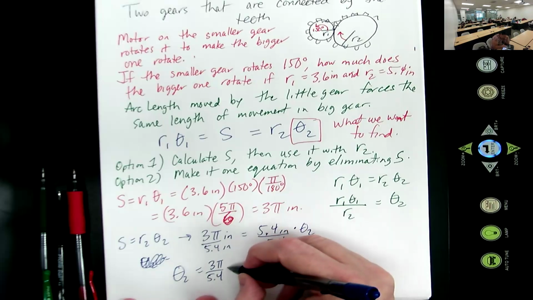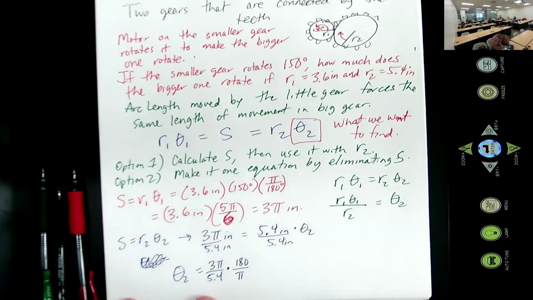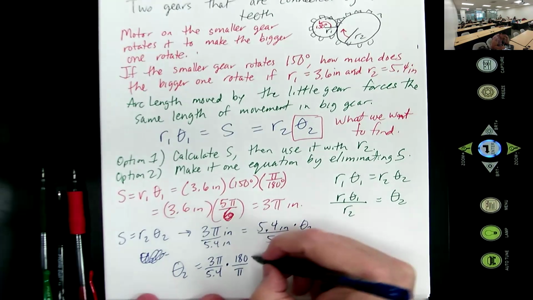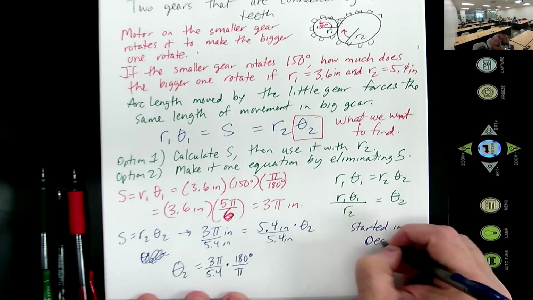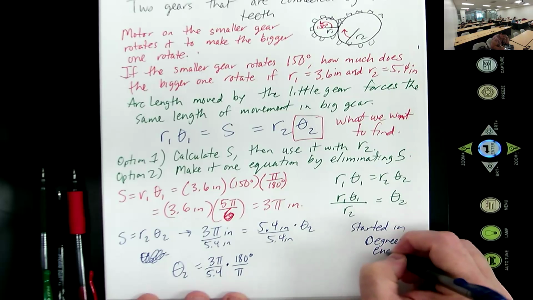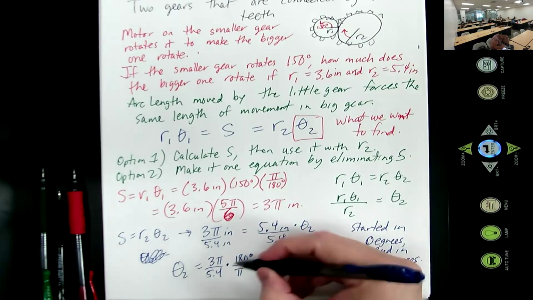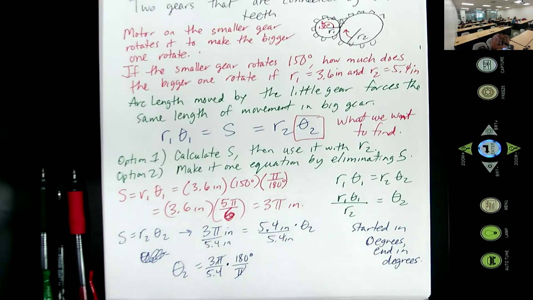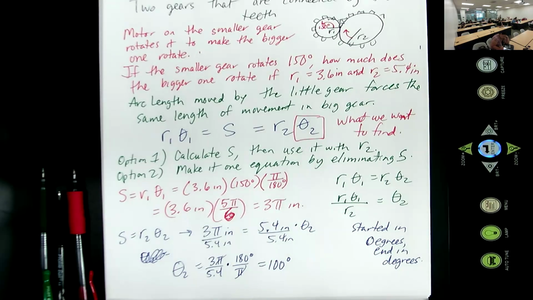And I'm gonna multiply this by 180 over pi to get back to degrees. We started in degrees, we want to end in degrees. So pi's cancel out. 3 times 180 divided by 5.4 is 100 degrees. So I had to rotate less.